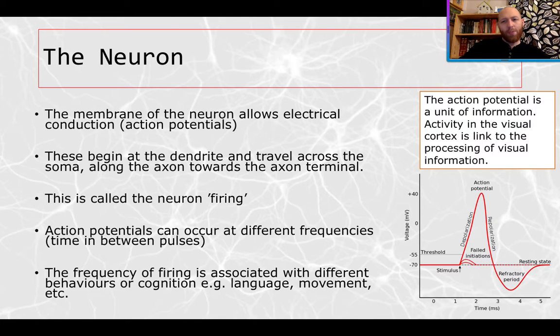An action potential is essentially a unit of information. So activity in the visual cortex is characterized by lots of neurons in the visual cortex firing, and that's associated with vision. So every time you see something, neurons in your visual cortex will go like pew, pew, pew, and they're all firing, and they are generating activity because they're actually generating vision.